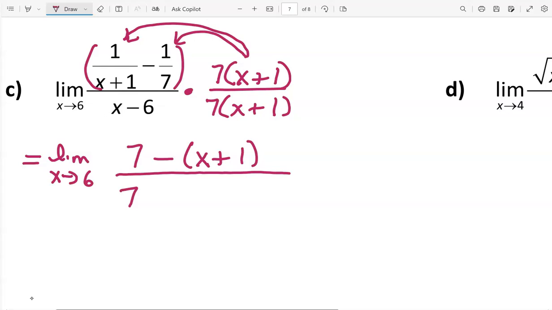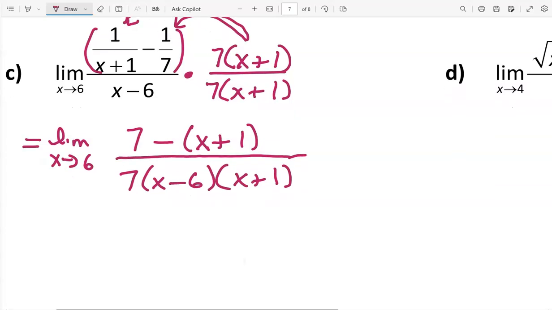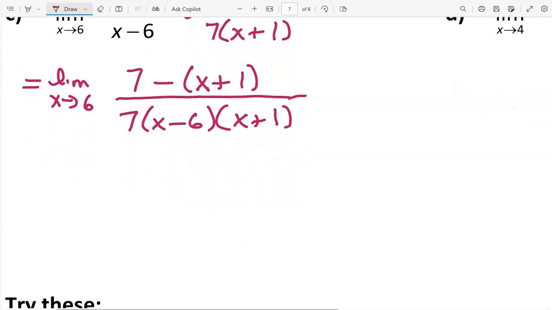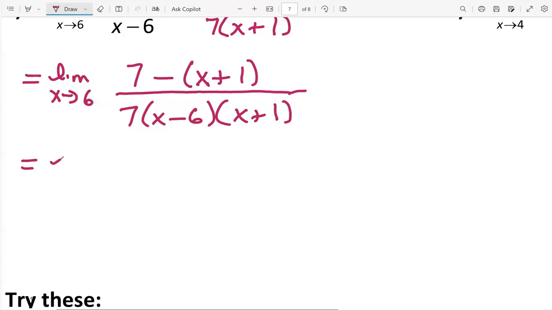Downstairs, we just have a bunch of factors, 7 times x minus 6 times x plus 1, and I'm going to leave them in factored form. Numerator is not in factored form yet. We need to simplify the numerator by distributing the negative and then combining like terms. And when we do so, we're going to get 6 minus x.